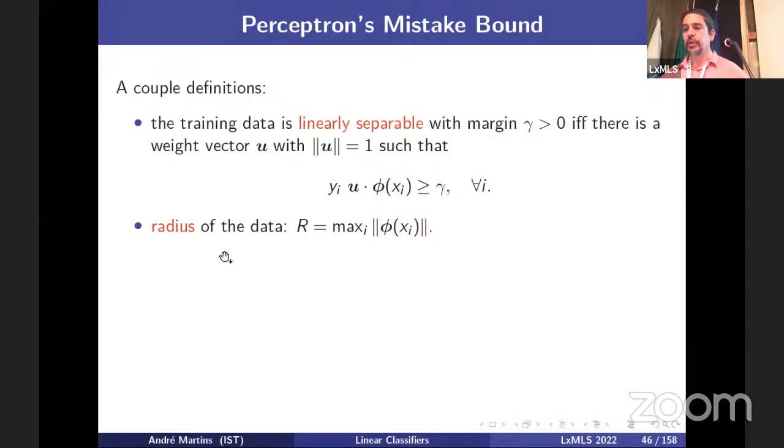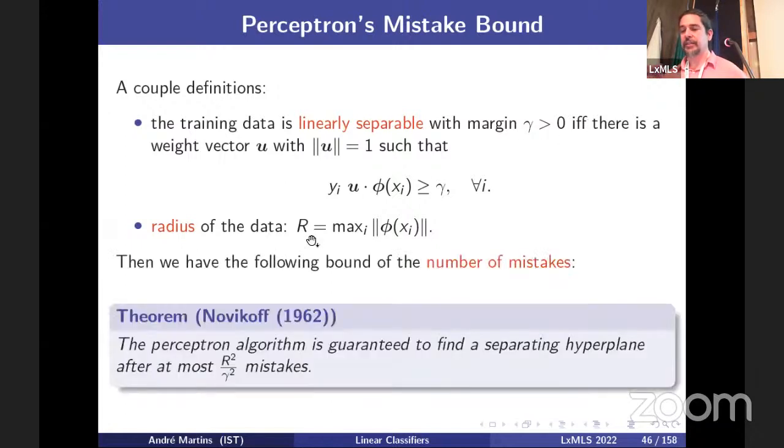Okay, so the second definition is the radius of the data. This is very simple. It's just the maximum norm of the feature vector for any training points. Okay, so we have these two quantities, gamma and r, and then we have this theorem that was proved by Novikov in the 60s, shortly after the perceptron algorithm was proposed, which gives us a bound on the number of mistakes that the perceptron algorithm makes. It says that if the data is linearly separable with a margin gamma, then the perceptron algorithm is guaranteed to find the separating hyperplane with a number of mistakes that is at most r squared divided by gamma squared. This is a very powerful result, and it's very intuitive if you think about it.